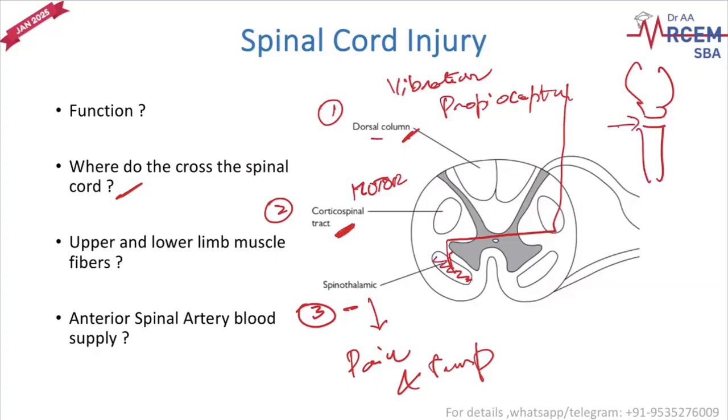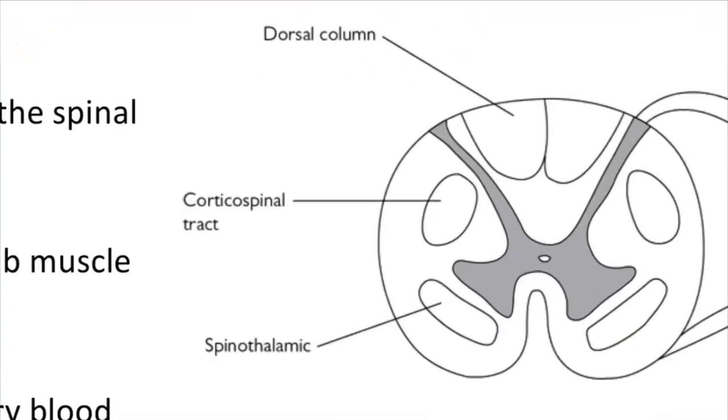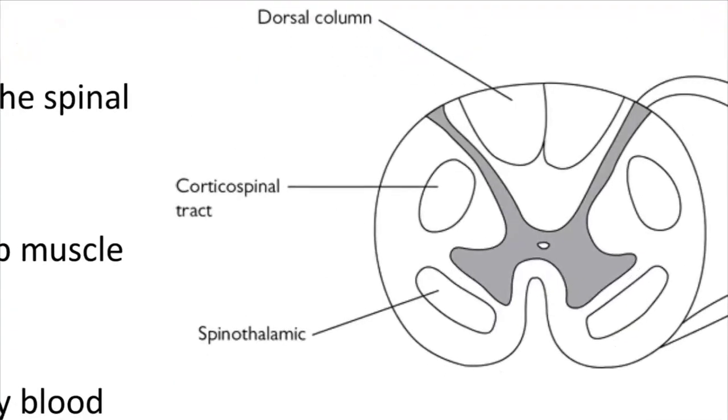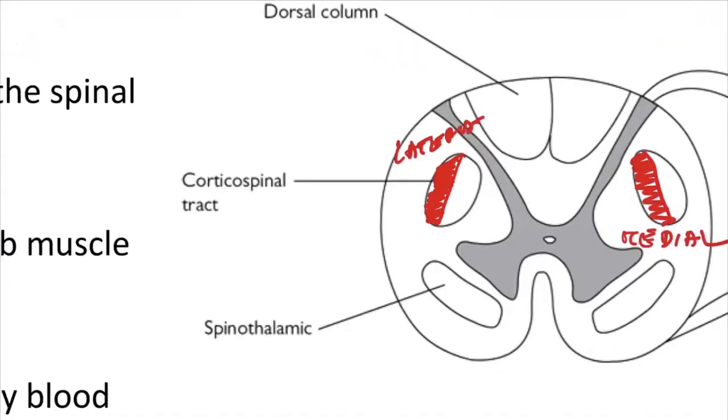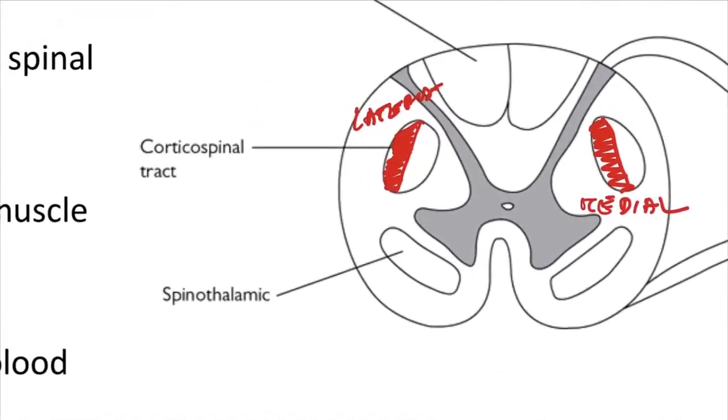Next thing you need to remember is the muscle fibers. So it is the corticospinal tract. It carries the motor fibers, basically motor nerve fibers. The lower limb motor nerve fibers are carried on the more lateral part. The upper limb motor fibers are carried more on the medial part. You need to be aware of that. It is important. Next one is the blood supply.